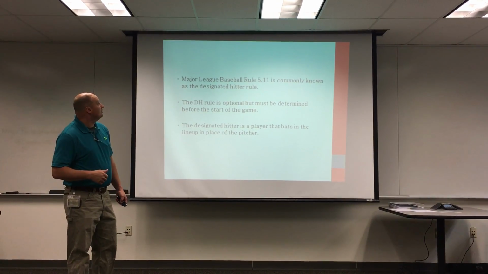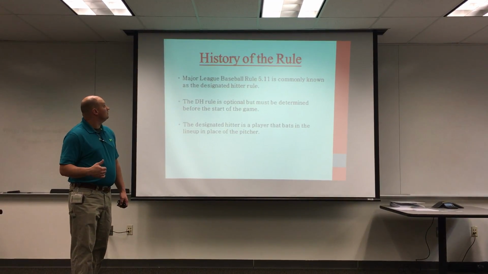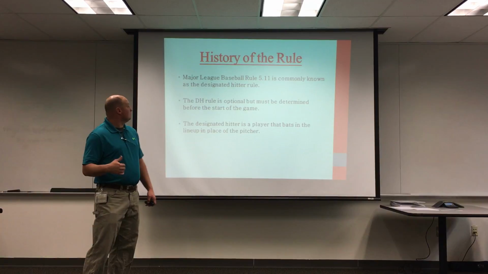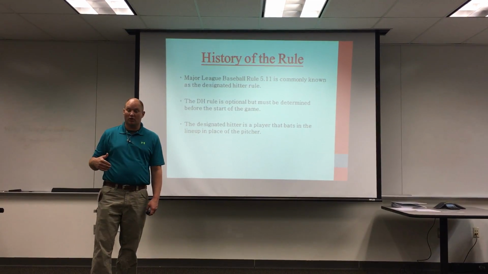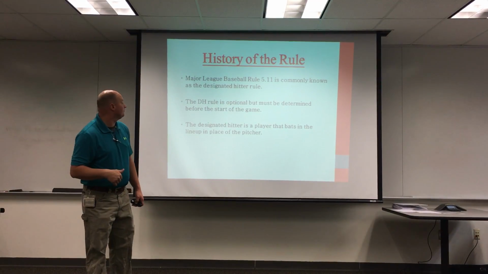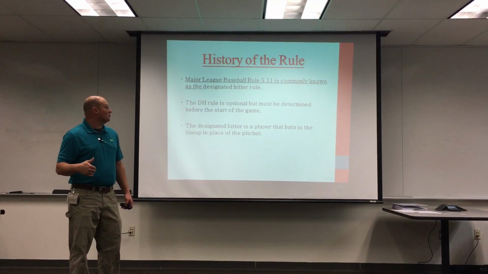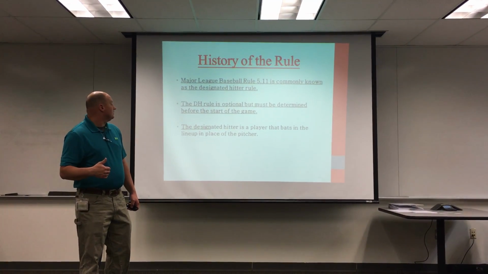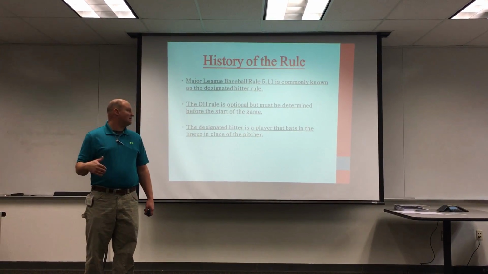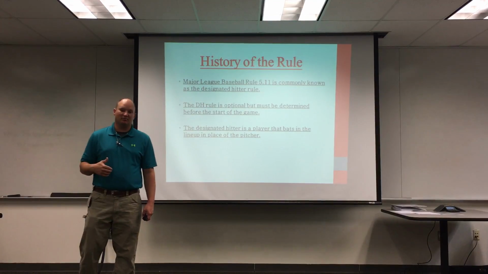So the history of the rule. The designated hitter rule is in Major League Baseball's rules as 5.11 and is commonly known as the designated hitter rule. The DH rule is optional, but must be determined before the start of the game. The designated hitter is a player that bats in the lineup in place of the pitcher.